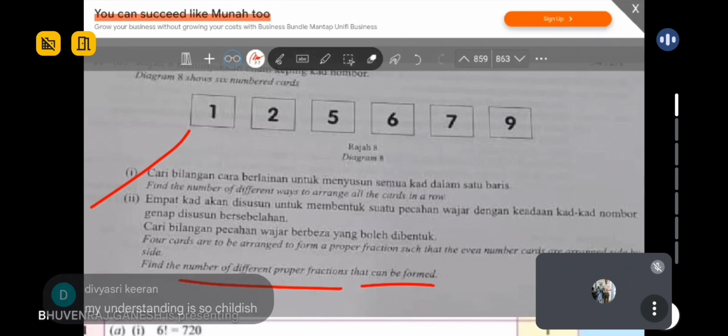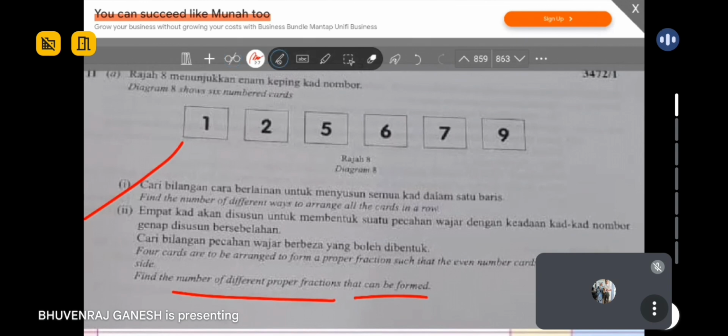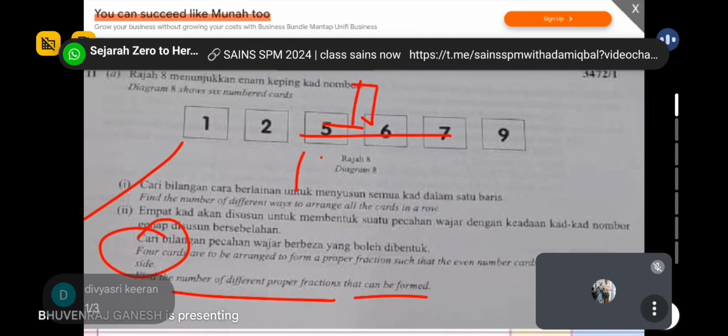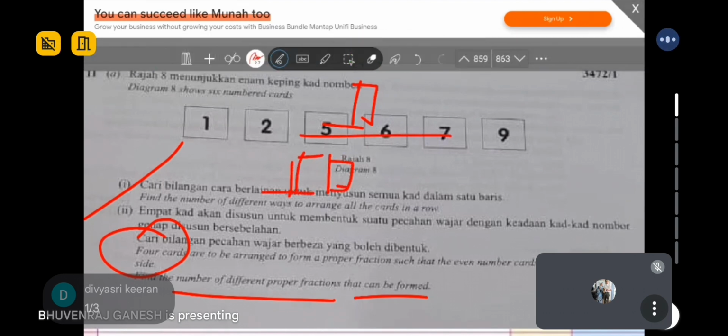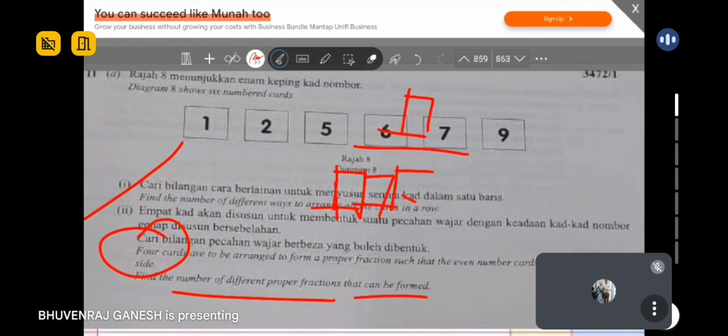So how can I form a proper fraction, you think? With 6 cards. So maybe, wait, 4 cards, sorry. Kamu kena pilih 4 cards sahaja. So the possibility is, I can have 1 card on top, and then 3 cards at the bottom. Hey, wait, guys. The drawing coming so bad. So 1 on top. Wow, the pen don't want to cooperate with me. Never mind. So you understand lah, guys.